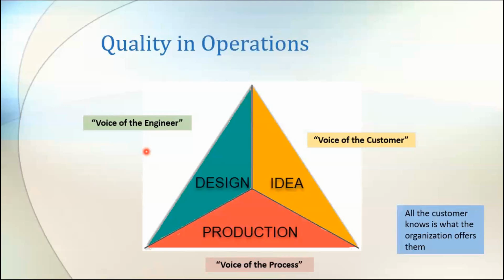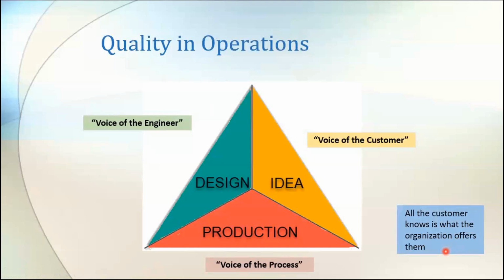I like to call this the quality triad. But you can call it whatever you want. Just realize that each of these three sections has to be optimized based upon the interactions between the three. And this is important, this little blue box on the side here, that all the customer knows is what the organization offers them.